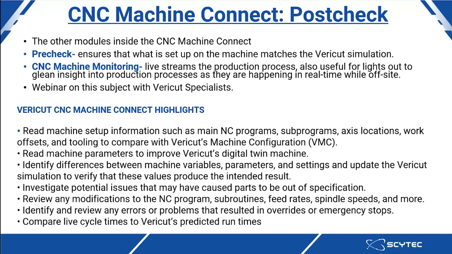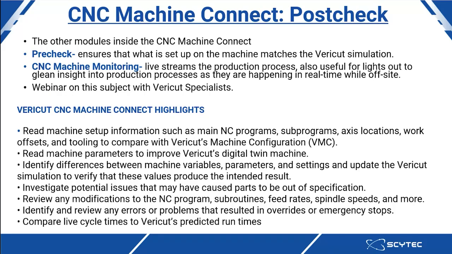Some other highlights for this integration. We have a specific webinar that you can view on YouTube with Vericut specialists that go over more of these automation and highlighted strategies that you can use with this integration. But some of them I'd like to go over here real quick: you can read machine setup information such as NC programs, subprograms, access locations, work offsets, and tooling to compare with Vericut's machine configuration. You can read machine parameters to improve Vericut's digital twin machine, identify differences between machine variables, parameters, and settings, and update the Vericut simulation to verify that these values produce the intended result.